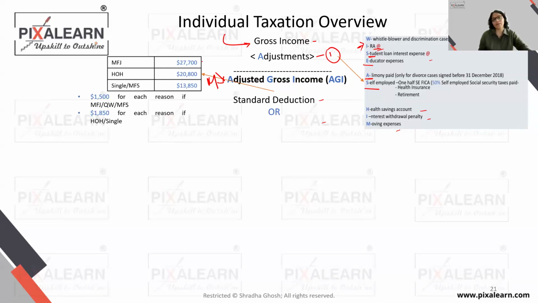For married filing jointly, we have 27,700, and for an HOH a different amount. And then we have extra standard deductions that are given to people who are either blind or very old. And if you're both blind and old, then you get double the benefit. Okay, so it's either the standard deduction or I give you one big hobby list of other deductions.